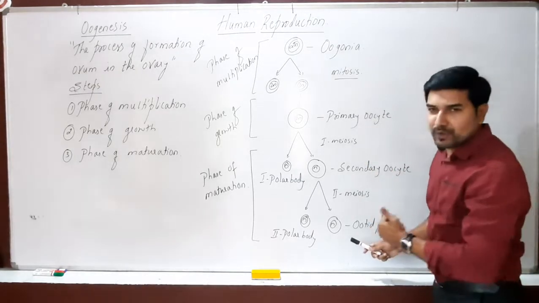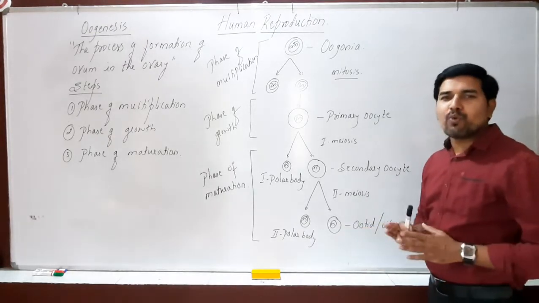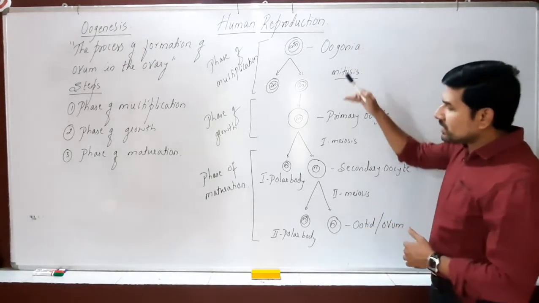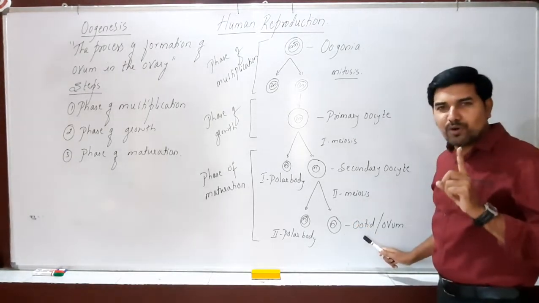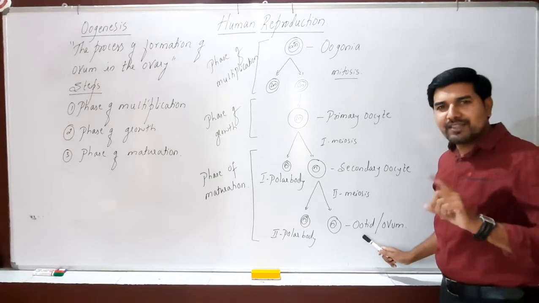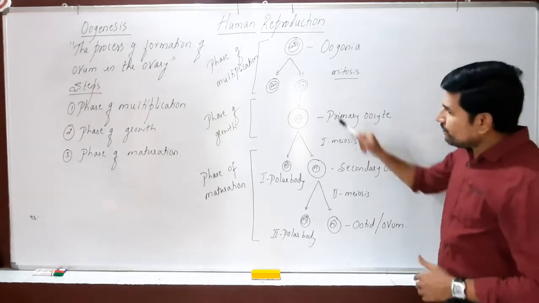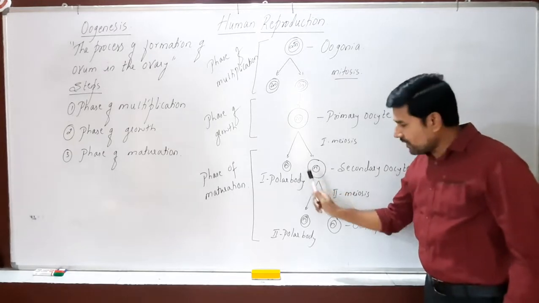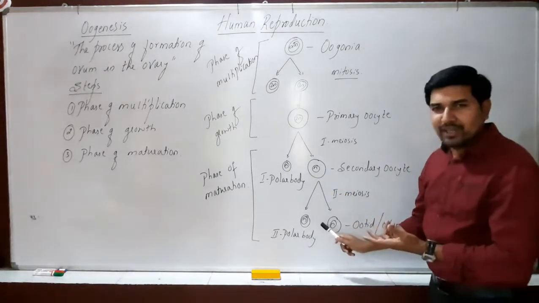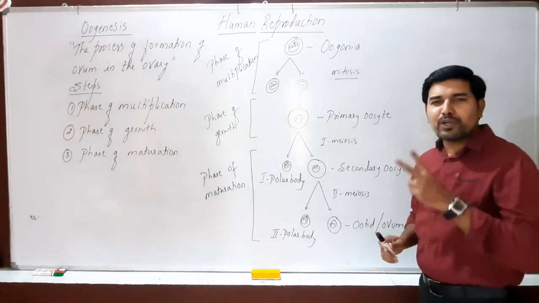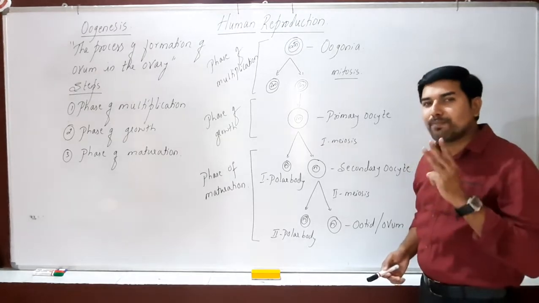Now look at the process. Finally, at the end, how many functional ovum or ootid are produced during the process of oogenesis? Only one functional ovum or ootid is produced. Then how many polar bodies are formed? Look at this. Here we have the first polar body, here we have the second polar body. Now the question comes whether only two polar bodies are formed at the end of oogenesis or three polar bodies.